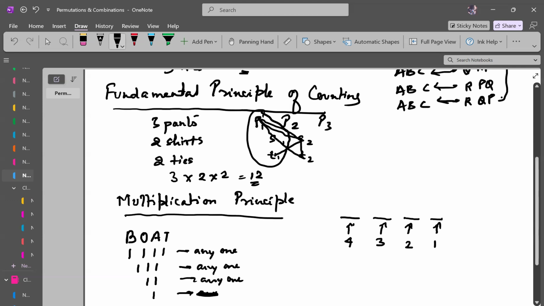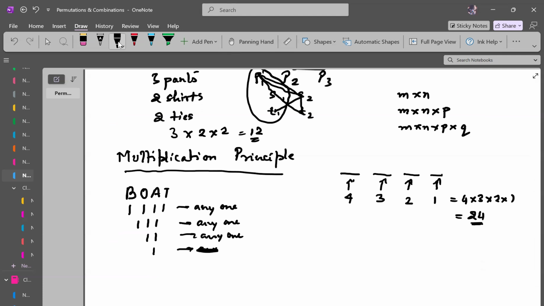Yes, sir. Now, this is an example of four events, isn't it? And we just studied that if there are two events it is m into n, three events m into n into p. So obviously if it is going to be four, it is m into n into p into q. It straight away gives us the answer as 4 into 3 into 2 into 1, which is nothing but 24. Agreed? Now, this was under the condition that no alphabet has to be repeated.